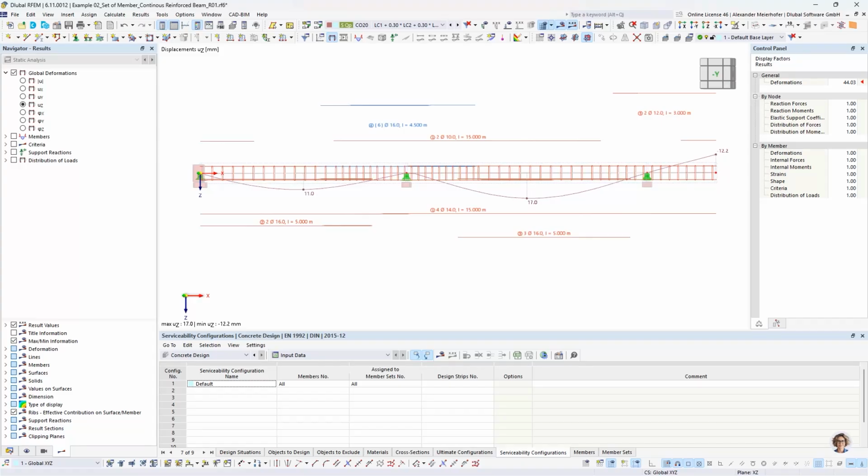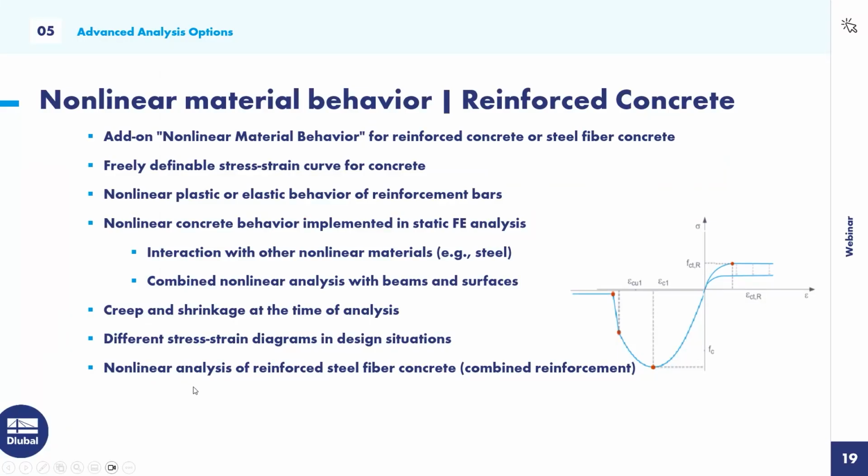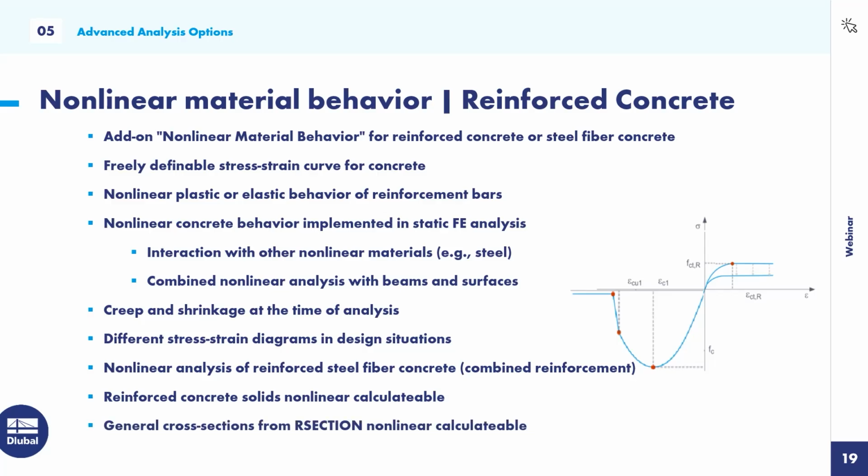Okay, let us go back to the PowerPoint slide and go to the next advanced analysis options, which we have for the nonlinear material. With the nonlinear material behavior, it's now in RFEM 6 also possible to calculate reinforced concrete solids in the static analysis with a nonlinear material behavior of the anisotropic damage material. So this is also possible. And general cross sections from our section program can also be calculated nonlinearly in RFEM. This was not possible in RFEM 5. This is completely new. If you have some special geometry of your beam cross section, you can also use the nonlinear calculation because it's totally generally developed.